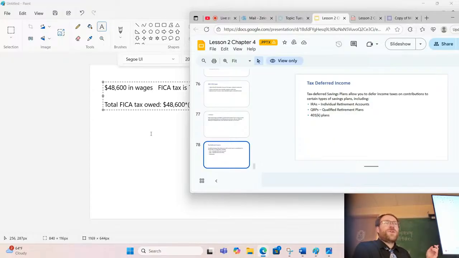There is another one called a Roth. I think I may have mentioned it last time. For that one, you don't get the tax break right away. But when you go to take the money out later, then it's tax-free. So basically, you decide when you're going to pay the tax. The traditional one, you're saying, I'm going to take the tax break now, but I'm going to pay it later. The Roth one, you're saying, I'm just going to pay the tax now, but when I take it out later, I don't have to pay it.